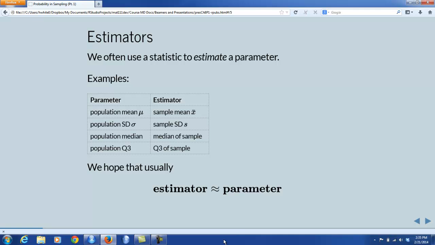Many other familiar types of parameter and statistic pairs have the same format, where the estimator is computed from the sample in the very same way that the parameter is computed from the population. So you might estimate the median of a population by simply taking the median of your sample, or estimate the third quartile of your population by taking the third quartile of the sample. Not all estimator and parameter pairs work this way, but in this course, that's generally what we're going to find. Our hope, of course, is that usually the estimator will somewhat resemble the parameter, won't be too far away from it.